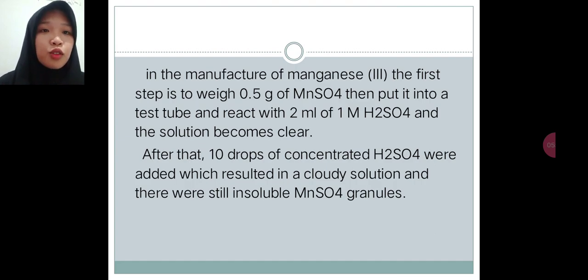In the manufacture of manganese 3, the first step is to weigh 0.5 gram of manganese oxide. Put it into a test tube and react with 2 milliliters of 1 molar sulfuric acid, and the solution became clear. After that, 10 drops of concentrated sulfuric acid were added, which resulted in a cloudy solution, and there were still insoluble manganese oxide granules.